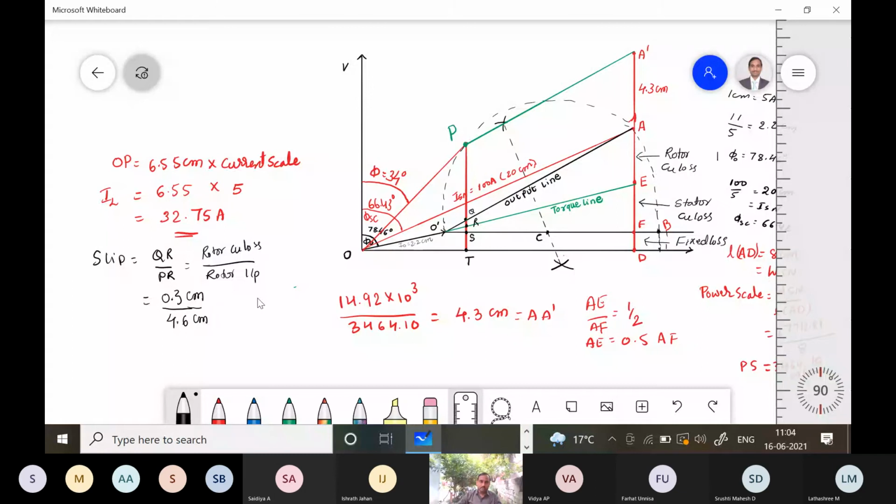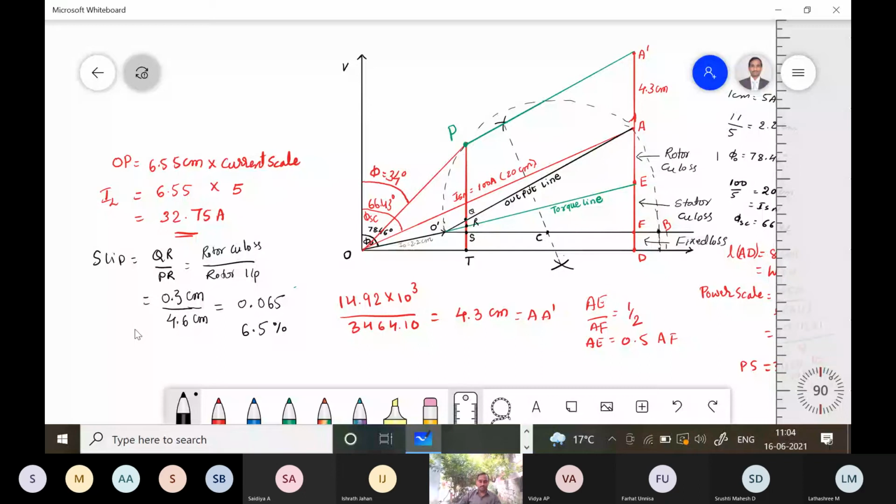Right? So what is the percentage slip? Slip is 0.065, which means 6.5%. Correct? How much did you get? 6.81. 6.818, no problem. Okay, near answer, no problem.